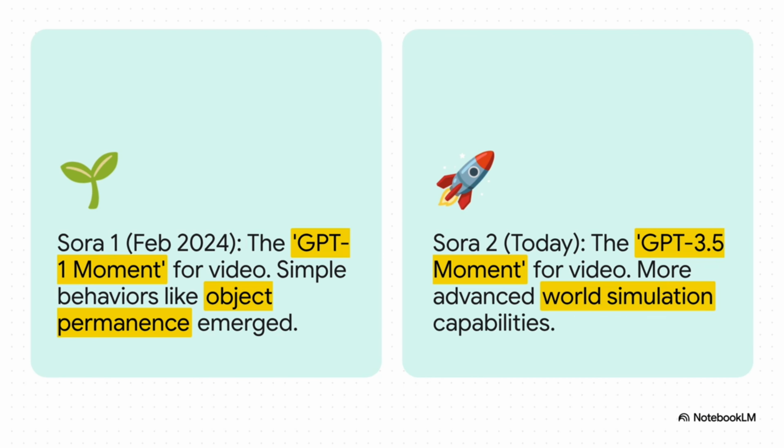This analogy is probably the best way to understand the jump. Just think back to the text models, right? GPT-1 was interesting. It showed promise. But GPT 3.5? That's the model that powered the first version of ChatGPT that just blew everyone away. It was a revolutionary leap. So what OpenAI is saying is that same kind of leap is happening right now with video. We're going from a basic understanding of objects to a much more advanced simulation of the world itself.